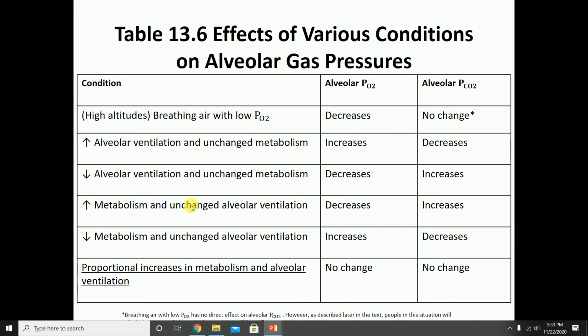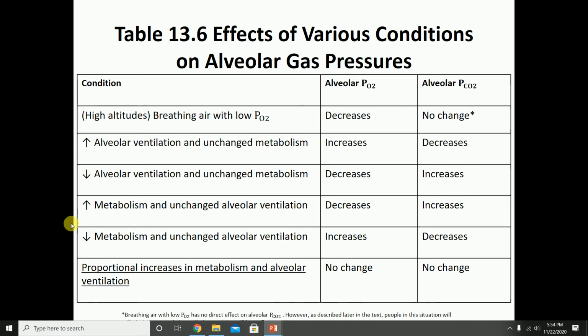Now, in the next two scenarios, we are not going to change anything about alveolar ventilation, but there is going to be a change in metabolism. So the first one would be an increase in metabolic rates, which means that there's an increase in oxygen demand by the cells and an increased production of carbon dioxide, but there is no change in alveolar ventilation. So the amount of oxygen decreases while there is an accumulation of carbon dioxide.